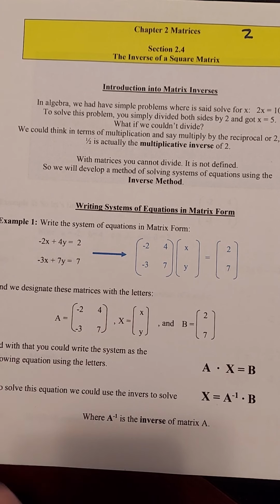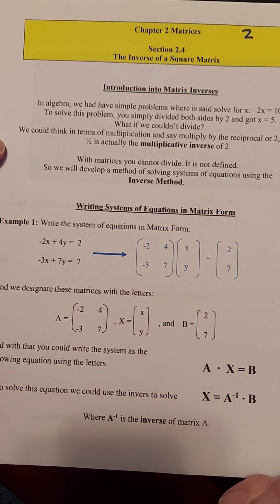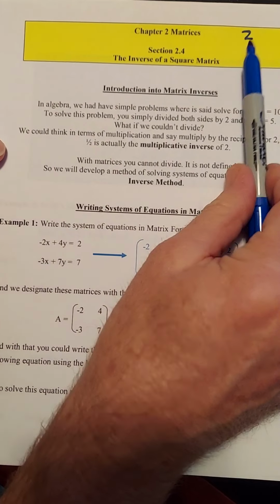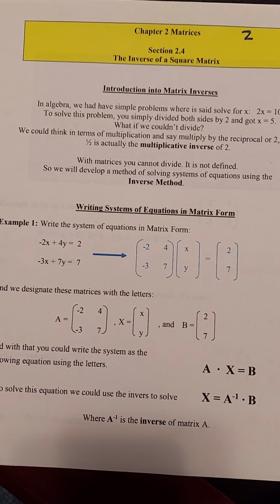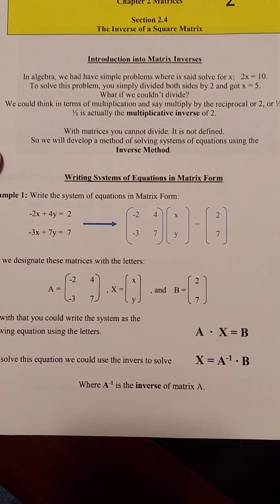This is finite math, section 2.4. You'll notice I have a 2 up there, and that's telling me this is my second attempt. The first one didn't come out the way I wanted to, so this is a little revised edition. Things that you should know.